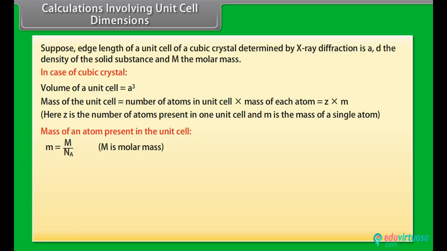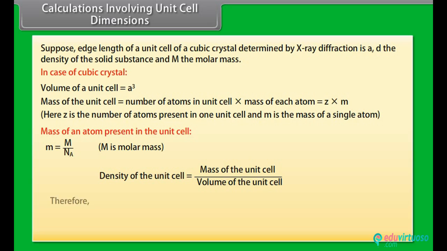M is the molar mass. The density of the unit cell is equal to the mass of the unit cell upon the volume of the unit cell. Therefore, d is equal to Z times m upon a cubed, which is equal to Z times M upon a cubed Nₐ, or d is equal to Z M upon a³ Nₐ.